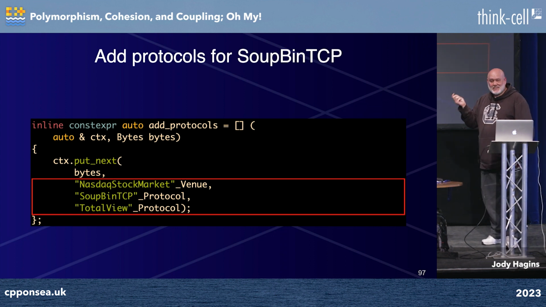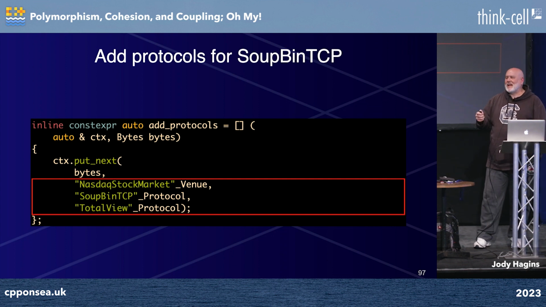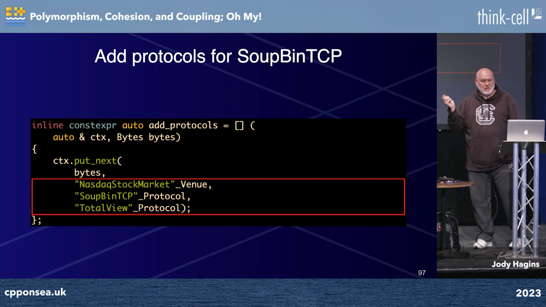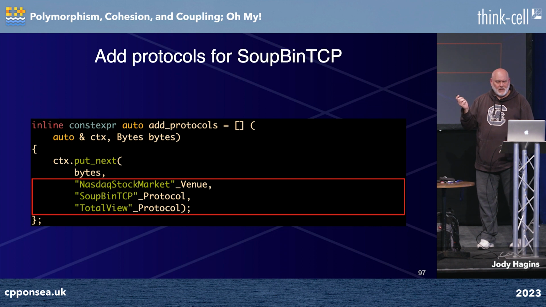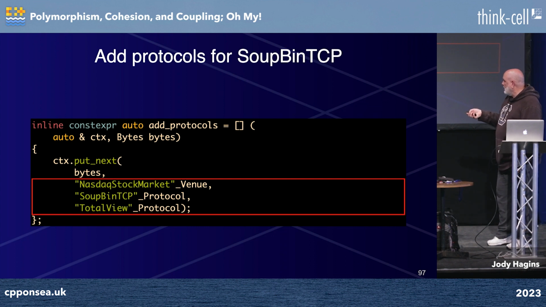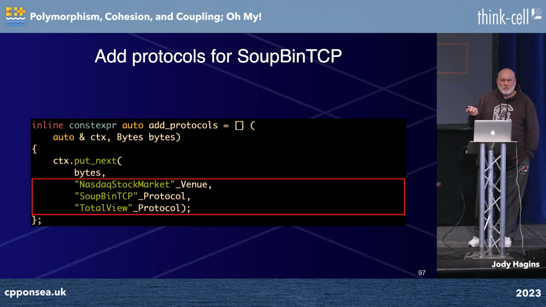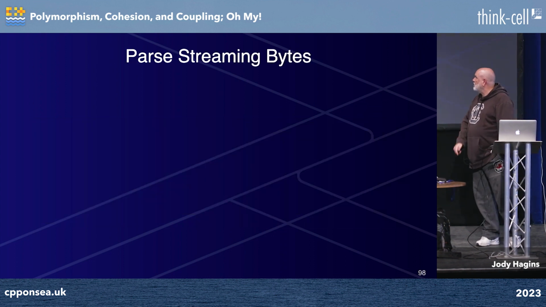Now, I'm using a syntax that doesn't work on Microsoft, but I'm not that concerned right now. In C++20, you can do some other things, and this was just easy to read on the slide, okay? Maybe Microsoft allows this now, I don't know, but GCC and Clang have supported this for a really long time. So what this will do is create a special type, NASDAQ stock market venue, with the SoupBinTCP protocol and the TotalView protocol, because those are the protocols that we're using. And we're gonna put those to the next module.